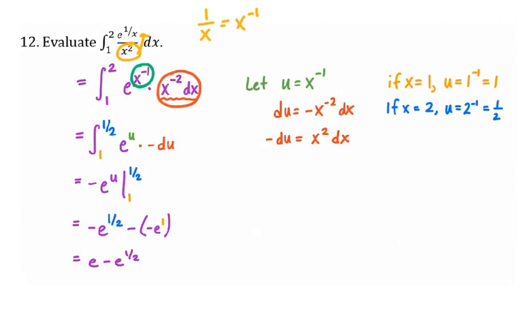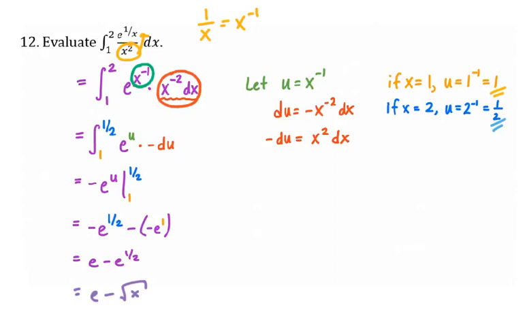I converted the limits of integration, like what we talked about. So I got a lower limit of 1 and an upper limit of 1/2. And in the end, I went ahead and stated my final answer as e minus e to the 1/2. Of course, the order could have been negative e to the 1/2 plus e, or maybe you guys wrote it as e minus the square root of e. That would work too.